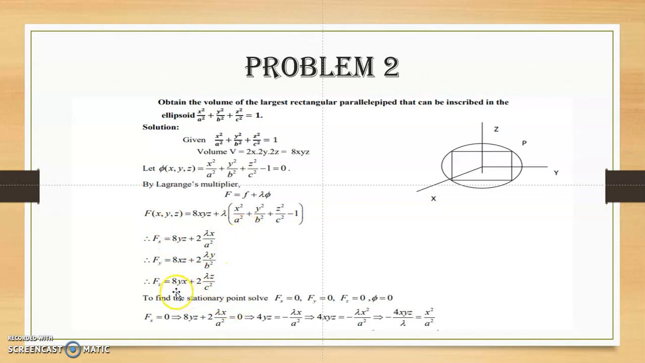Then differentiate this function with respect to z. Here the differentiation of z is 1, so we get 8xy, plus lambda into 2z, so lambda 2z by c square.